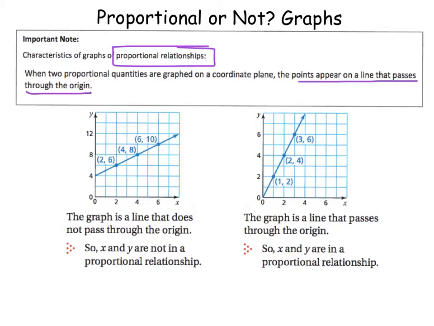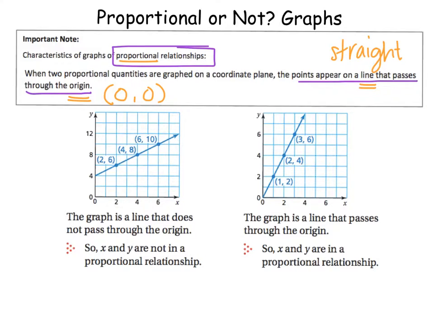Some important things to note. They appear on a line. It has to be a straight line. And it passes through the origin. That line has to go through the point 0, 0. So you need a straight line that goes through the point 0, 0, and if that graph has both of those 2 things, then we can say it's proportional.